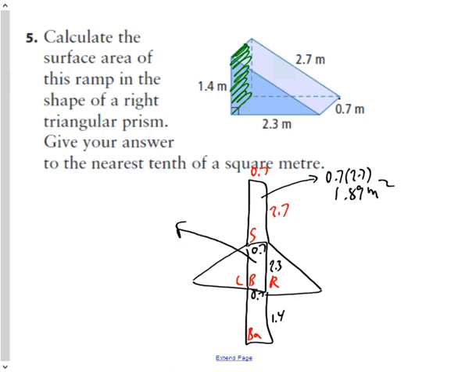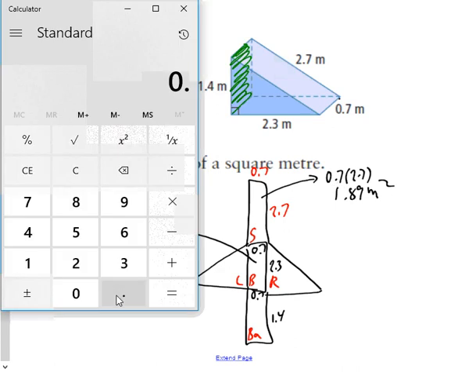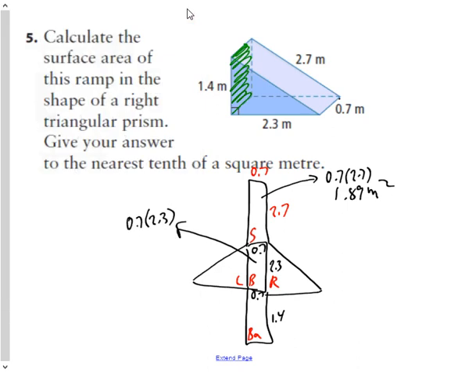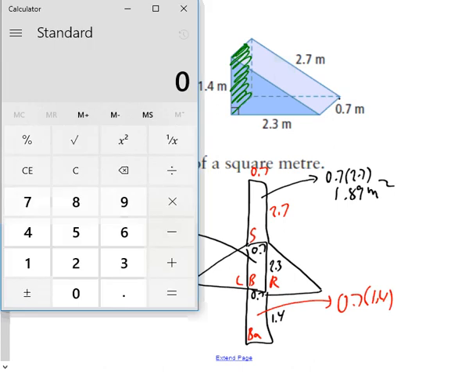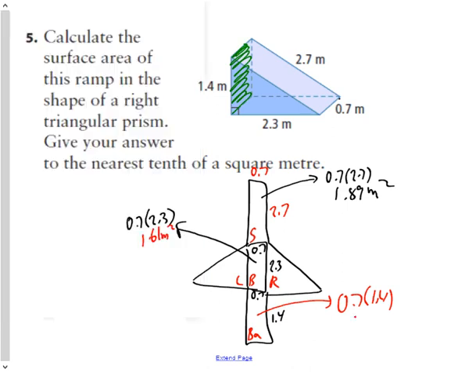The bottom is 0.7 times 2.3. 0.7 multiplied by 2.3 means the bottom rectangle has an area of 1.61 meters squared. And finally, the back, or that green shaded side that's still there, is going to be 0.7 multiplied by 1.4, which equals 0.98. So far, we have 3 areas of the 5 faces that make up the triangular prism.